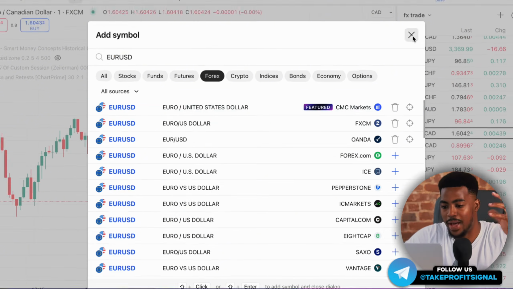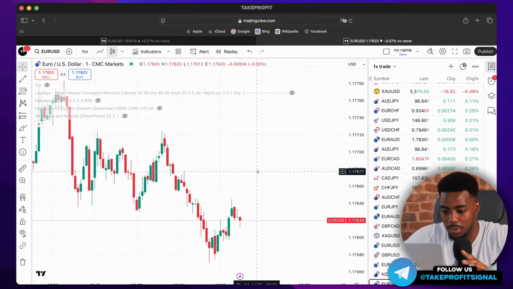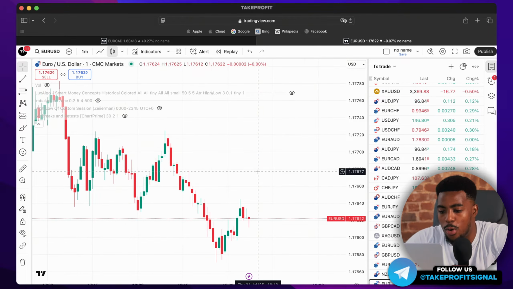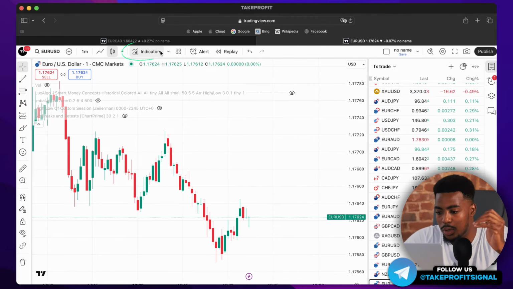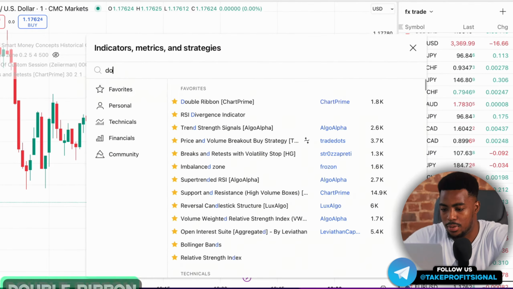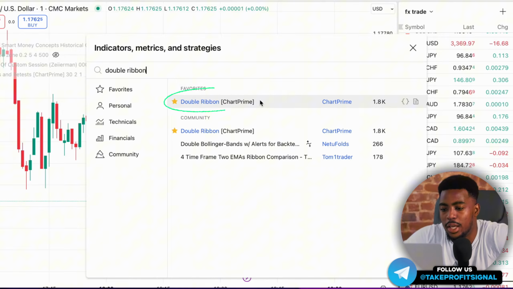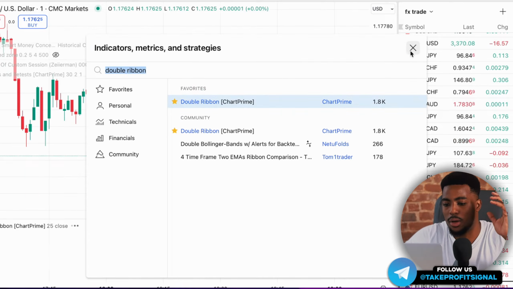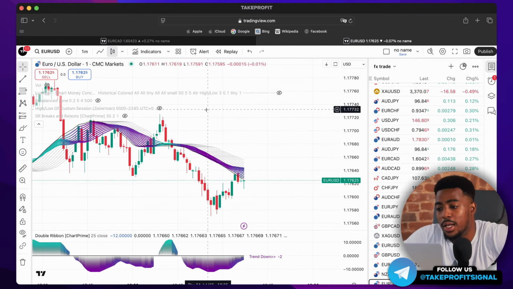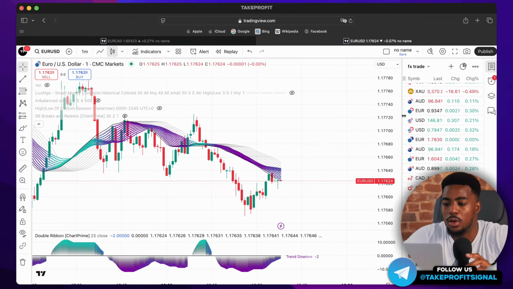Now, after you have added all the currency pairs that you have on your Pocket Option, we need to add our wonderful indicator. We go to the indicators tab, and in the search type double ribbon. Here is this indicator from the author of Chart Prompt. With one simple click, we add it and it is automatically configured.